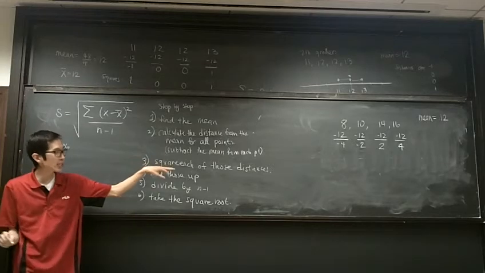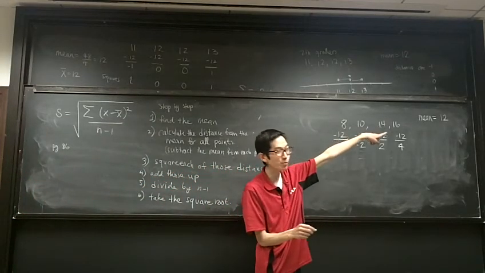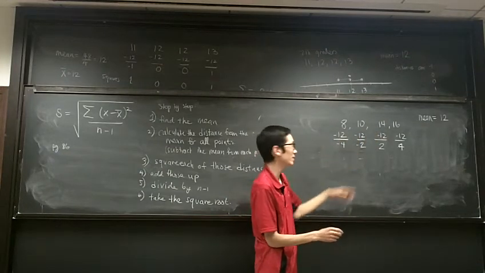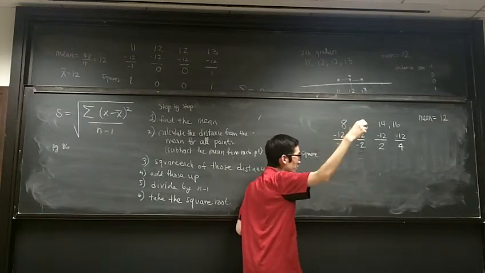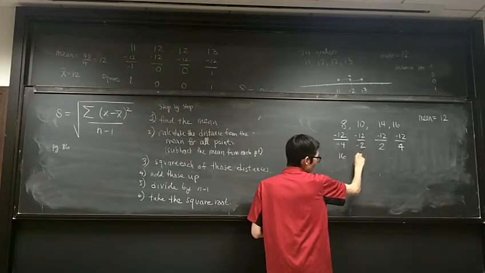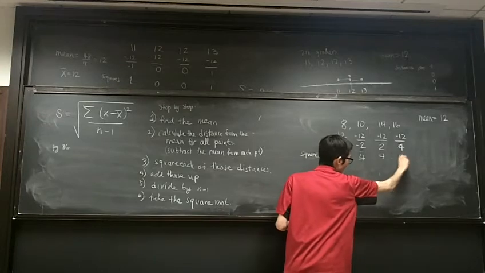Now I'm going to square each of these distances. So 8 is 4 units away from 12. What is 4 units squared? 16. So I'm going to square these distances, and everything becomes positive, right? So this becomes 16, this becomes 4, this becomes 4, and this becomes 16.